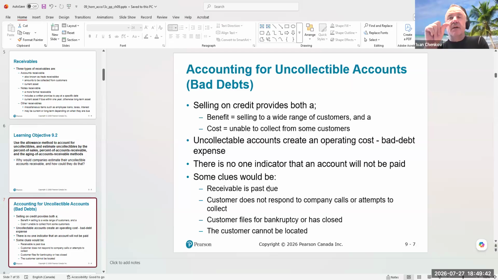So as soon as we feel that there's something potentially going to harm the company or impact it in a negative way, we have to make a provision. That's called a provision, and we're going to make that journal entry.